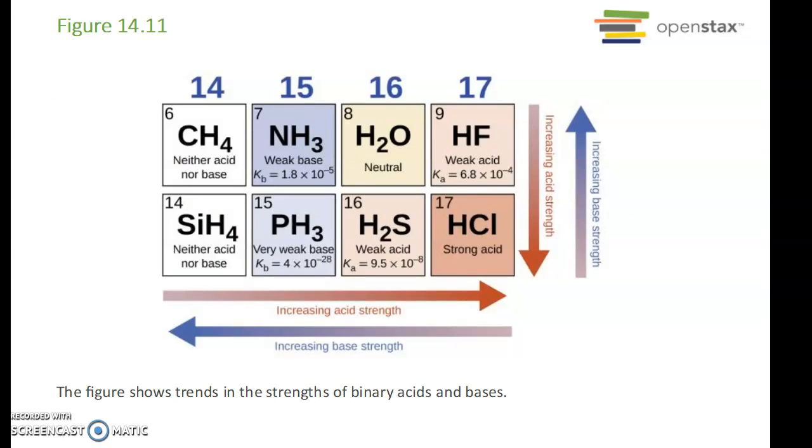This particular one shows the strength and trends of binary acids and bases. Going across the individual rows, you are increasing your acid strength. Going the other way, from right to left, you're increasing your base strength. Going down from the top to the lower one, you increase your acid strength. And going from the lower part to the upper part in a given column, you are increasing your base strength.